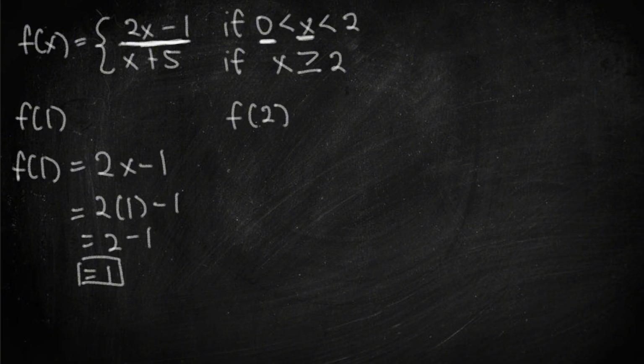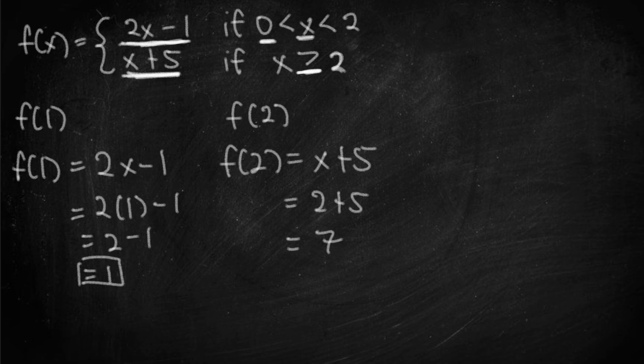Now, f(2), we know that x is equal to 2 here. So we know that the formula that we are going to be using is the second formula, x plus 5. So simply copy that, f(2) is equal to x plus 5. And again, with our previous steps, we're just going to substitute. So substitute 2 for x, 2 plus 5 is equal to 7. So we know, in evaluating this function at 2, where the value of x is equal to 2, that the answer is 7.